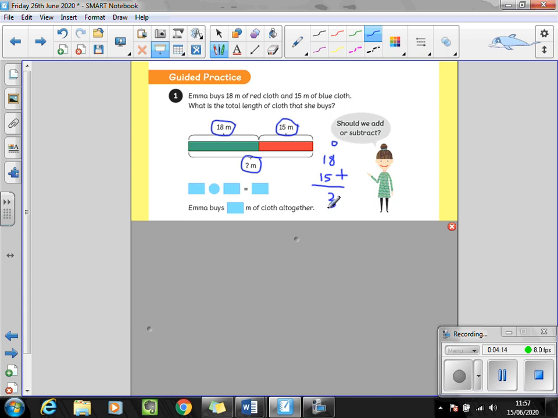I'm going to put my 3 from 13, which represents my ones in the ones column, and carry my 10 across. I can then add the tens units together. 10, 20, 30, 33. If we write that as an equation, we can say that 18 add 15 equals 33. So in answer to the question, we can say that Emma buys 33 meters of cloth altogether.